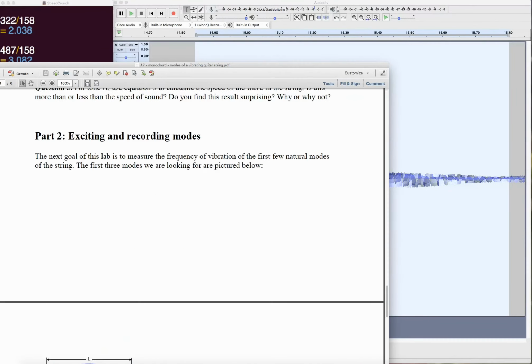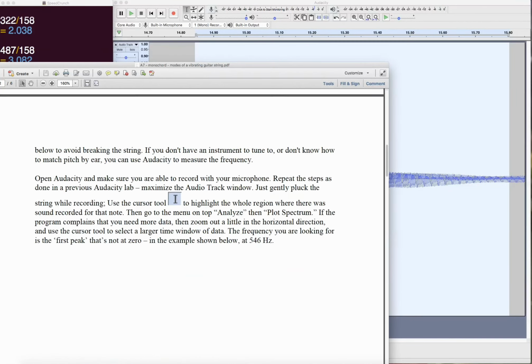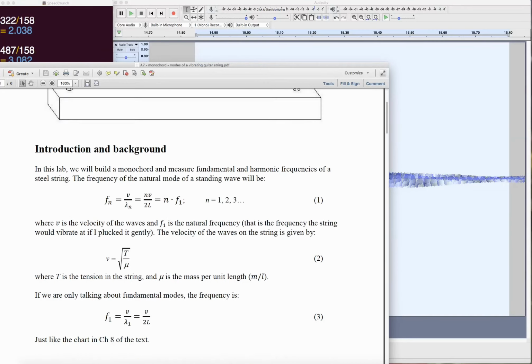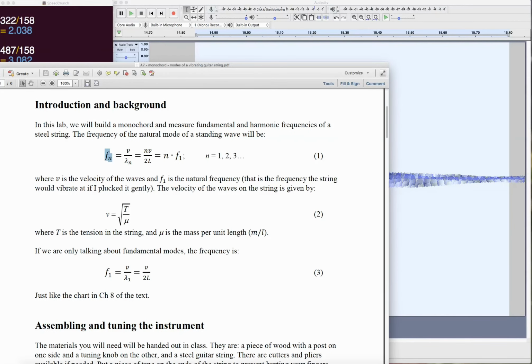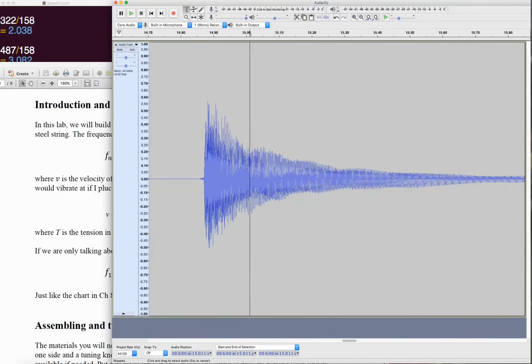So, going back to our manual here, you can see this is our equation: the frequency of the higher order modes is going to be n times the fundamental frequency. And here n can be 1, 2, 3, 4, 5, all the way up to 11 as we found out. Okay, good. So now I'm going to go to that next note that we played.